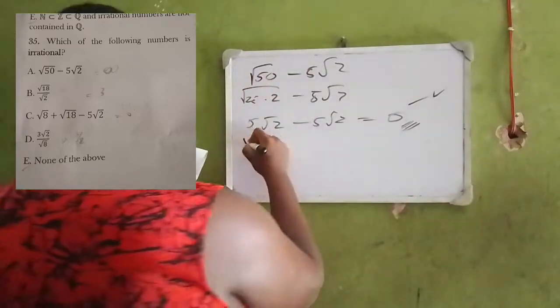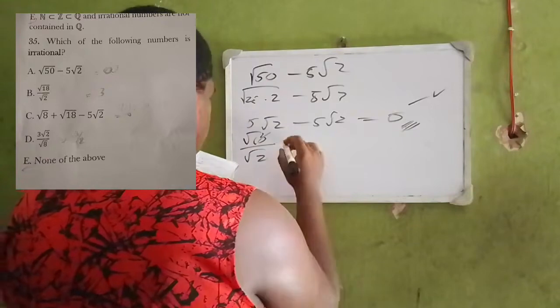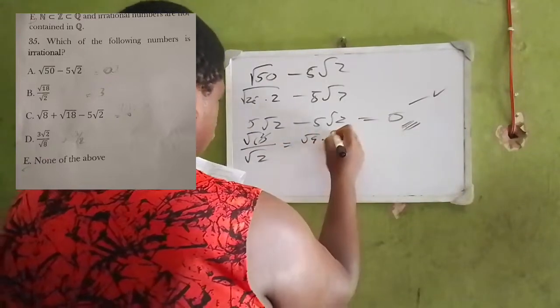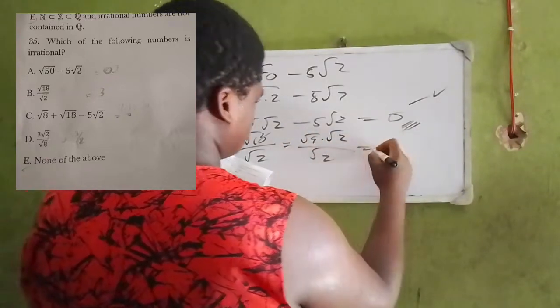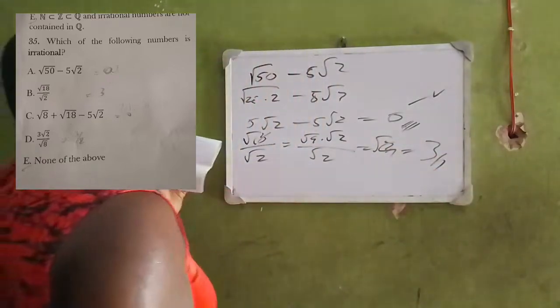The next one now is square root of 18 divided by square root of 2. Square root of 18 divided by square root of 2 is the same thing as square root of 9 times square root of 2 divided by square root of 2, which is simply just square root of 9, which is simply just 3. And 3 is a rational number, so no, that's not what we're looking for.